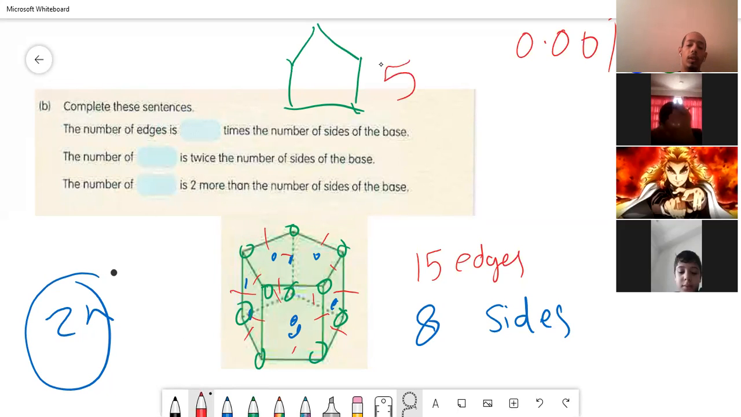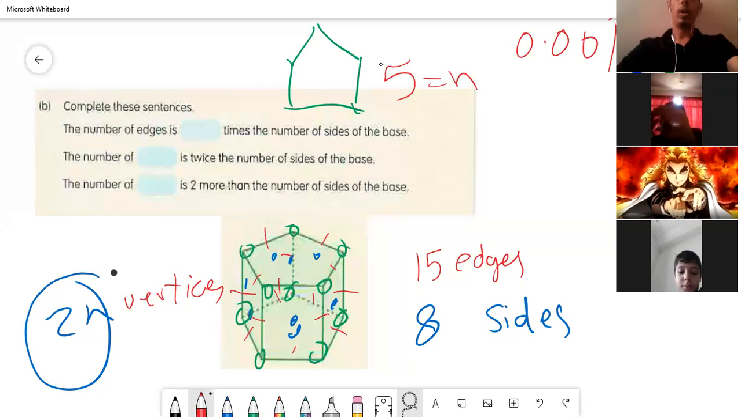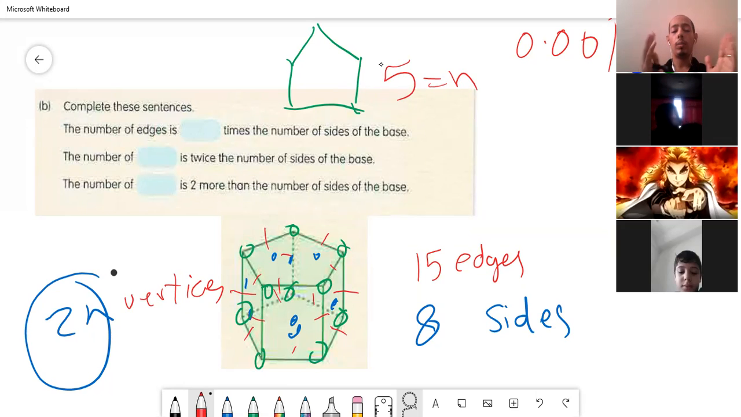So the number of vertices is 2n. Teacher, what does n mean? n is the number of sides. Let's go step by step. We have to look at the polygon that makes this 3D shape. The polygon that made this 3D shape is a pentagon, which has 5 sides. The n is 5.